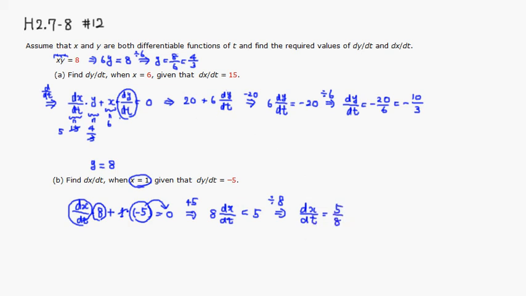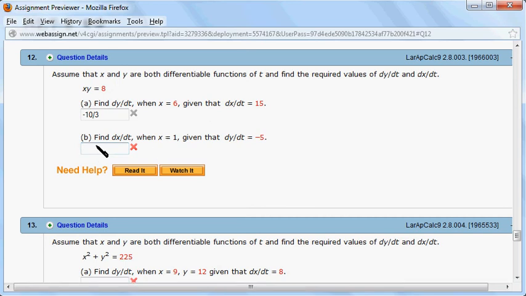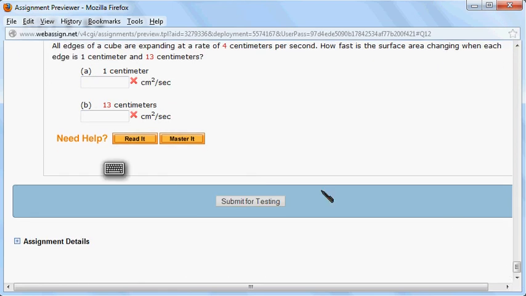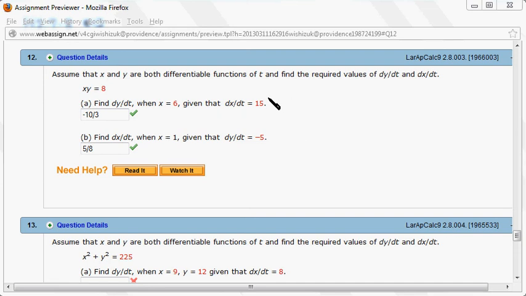So let's type it in. It's 5/8. Let's check the answer. All right, it came back. Looks like we got them both correct. All right, that's it. I hope that this was clear.